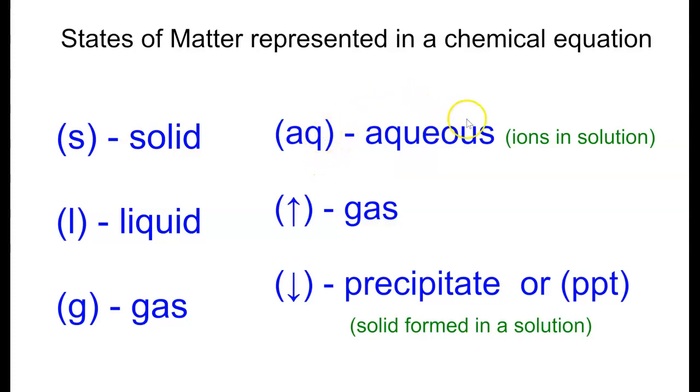Aqueous is going to be ions in solution. We'll talk about all of these in much greater detail later, but for now I just want you to be familiar with the terms. AQ means aqueous, ions in solution. Those are positive and negative charges that are floating around in solution or in a liquid, you might say. And then the last one, it would be a precipitate. And the reason the arrow is pointing down is to show that if I had a solid that was in the solution, or a solid that was with a liquid, it would sink to the bottom for most cases. So a precipitate, or a PPT, that's the abbreviation for precipitate, and it's a solid formed in a solution.